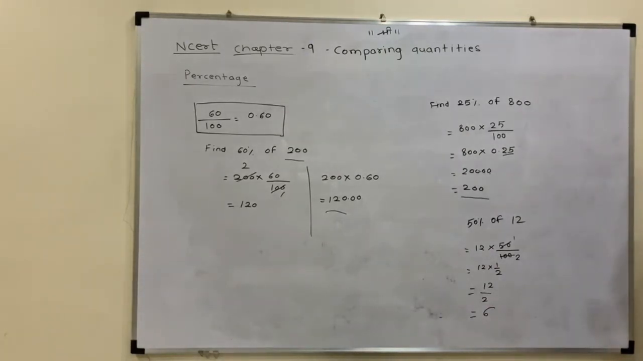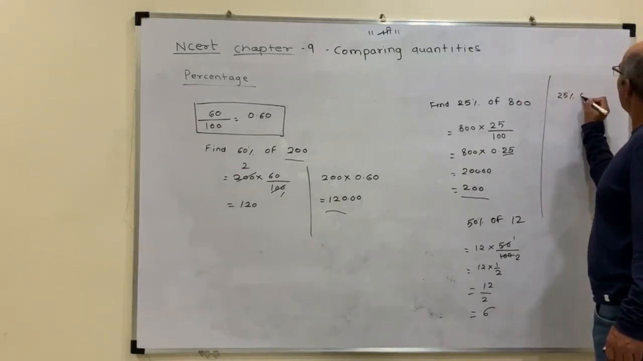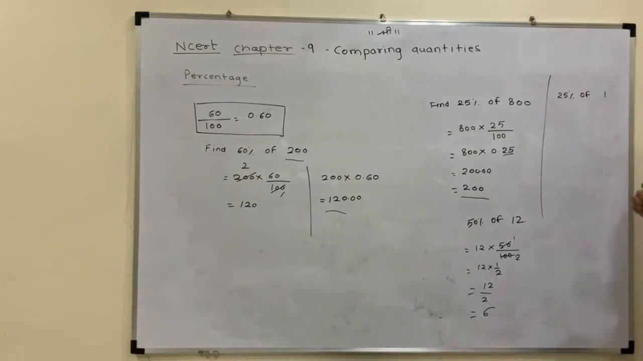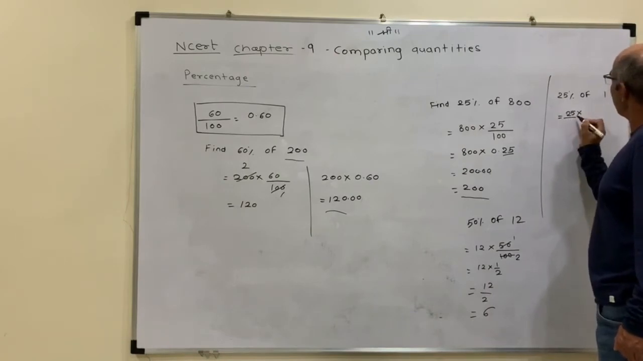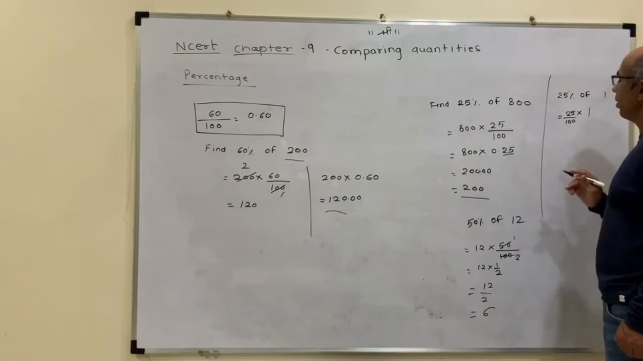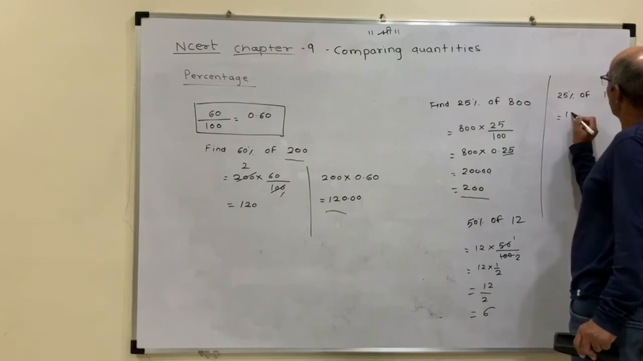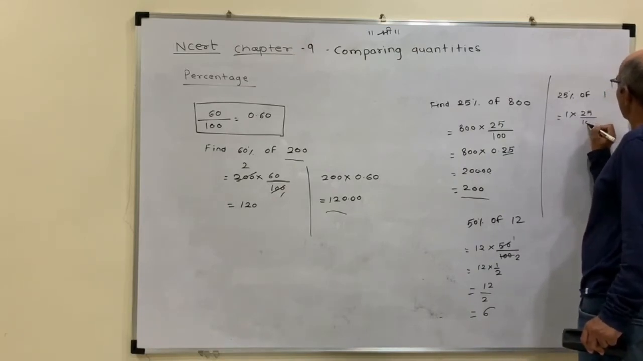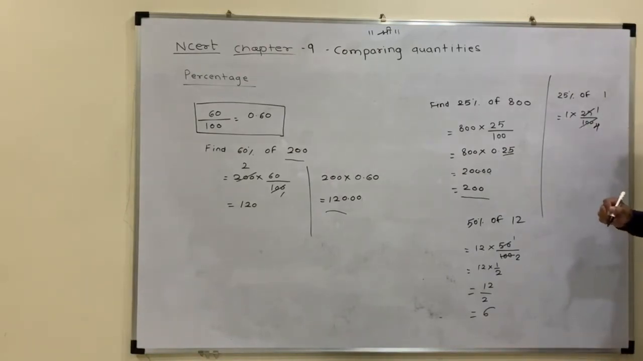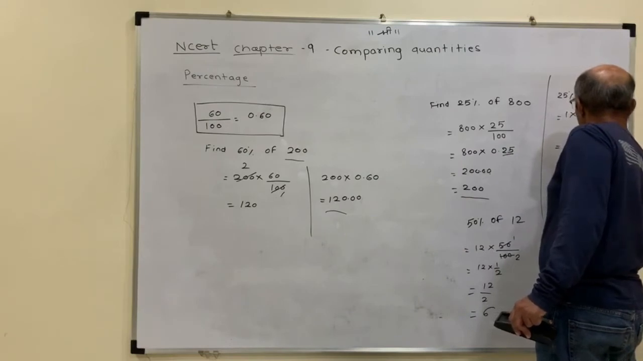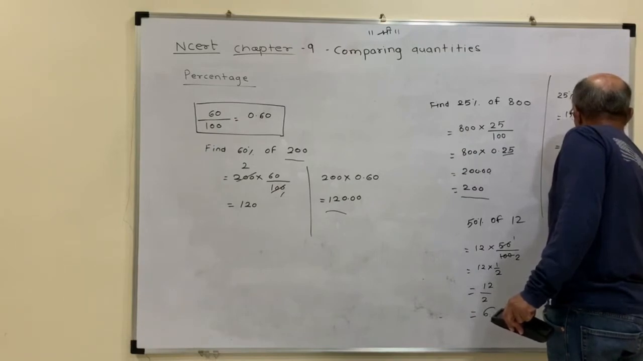You can find similarly. Now if I wish to find 25% of 1, how are you going to do it? 25 divided by 100 into 1, or I rewrite it again to avoid further confusion, 1 into 25 divided by 100. So 25 ones are 25, 25 fours are 100. So it comes out to be 1 divided by 4, that is 0.25.